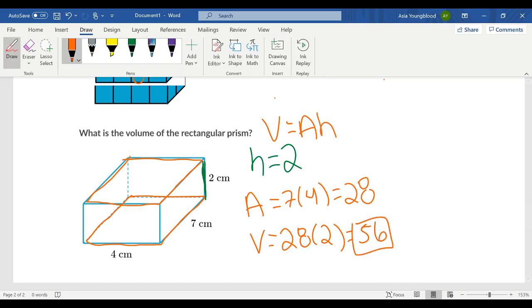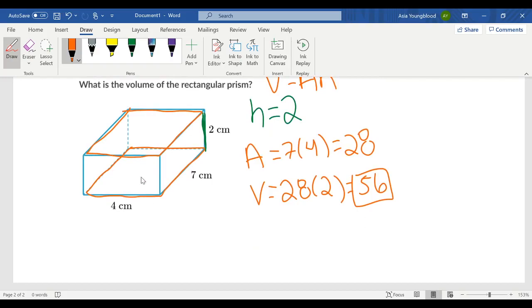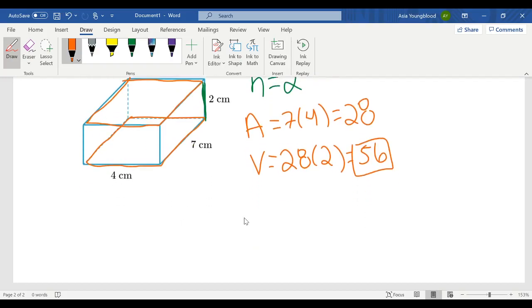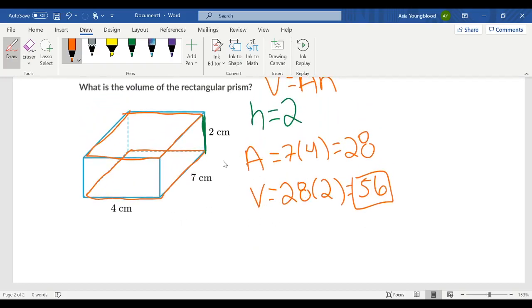So again, we didn't have to pick this as our base just because rectangular prisms give us a little bit more flexibility, but it's a good habit to identify what your base is so that when you get to more challenging shapes, you can keep that same idea going. So regardless, the volume of this rectangular prism, to be careful with our units, is going to be 56 cubic centimeters, because the units are in centimeters.